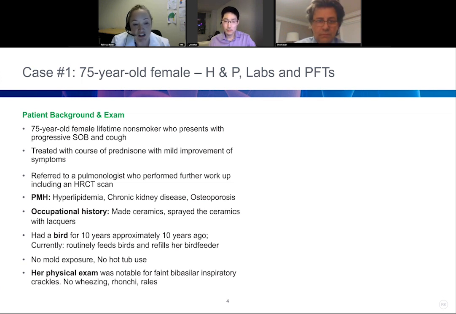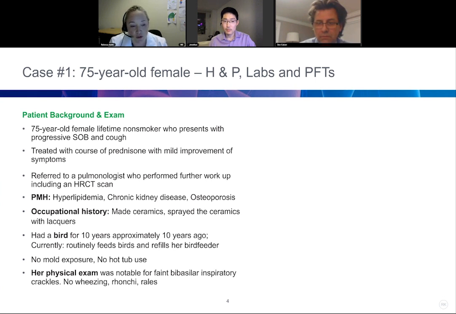And we do a detailed occupational history, and she used to make ceramics and sprayed her ceramics with lacquer. And that should really pique our interest because we do know that there is some silica dust exposure, and lacquers can be associated with interstitial lung disease as well. She had a bird for approximately 10 years, but that was about 10 years ago. And so in our mind, we're thinking, oh, another exposure, we need to be thinking about potentially hypersensitivity pneumonitis. And she routinely feeds her birds and refills her bird feeder, but that's outside.